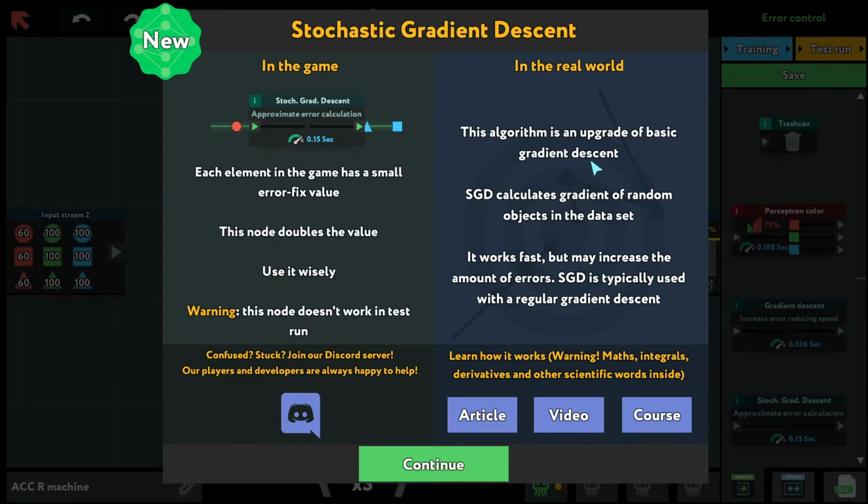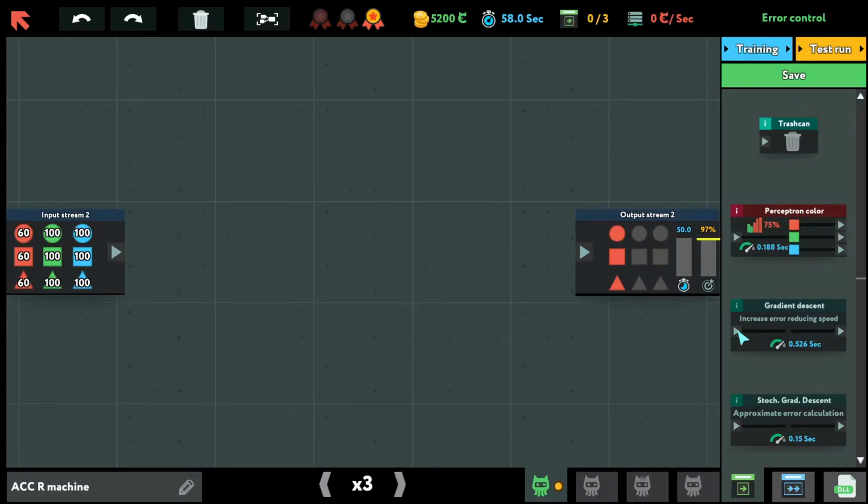Anyway, in the real world, this algorithm is an upgrade of basic gradient descent, as stochastic gradient descent calculates the gradient of random objects in the data set. It works fast, but may increase the amount of errors. Stochastic gradient descent is typically used with a regular gradient descent. Oh, we can stack these? Let me actually try that.